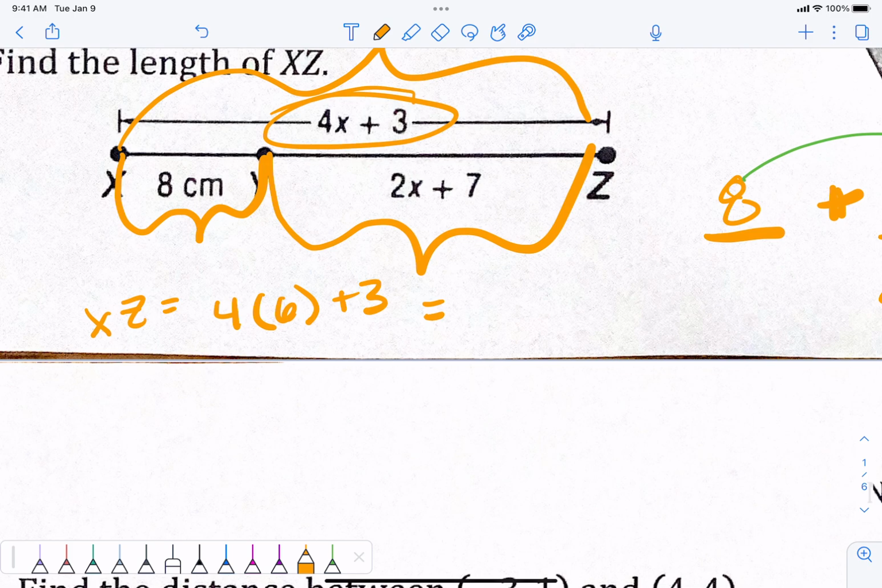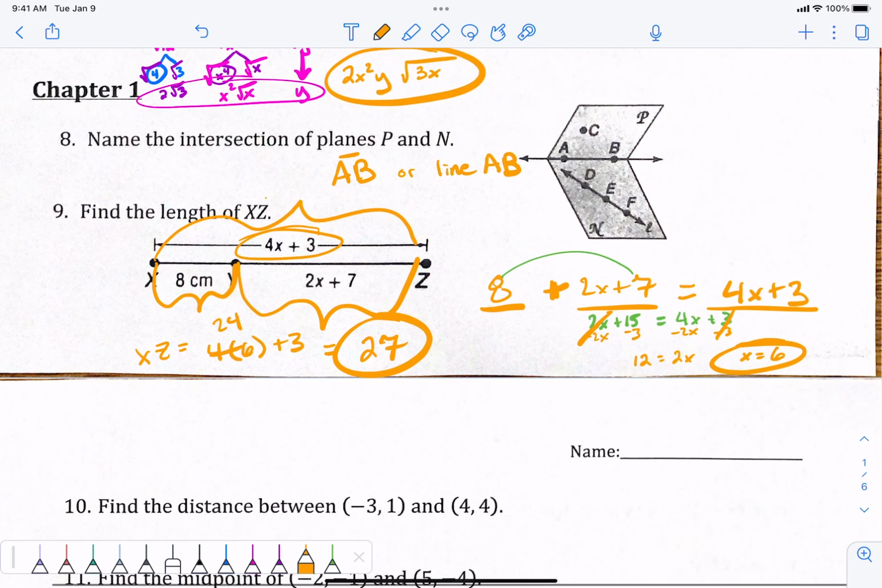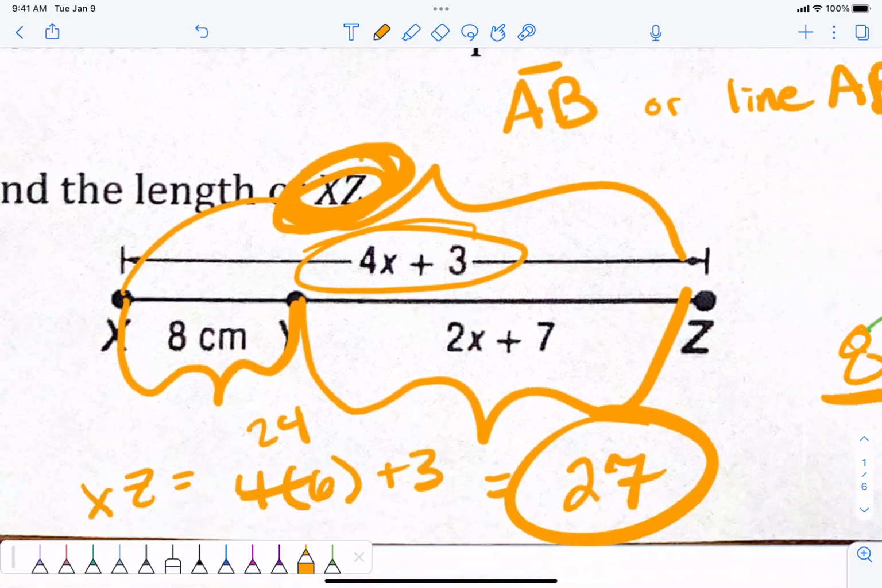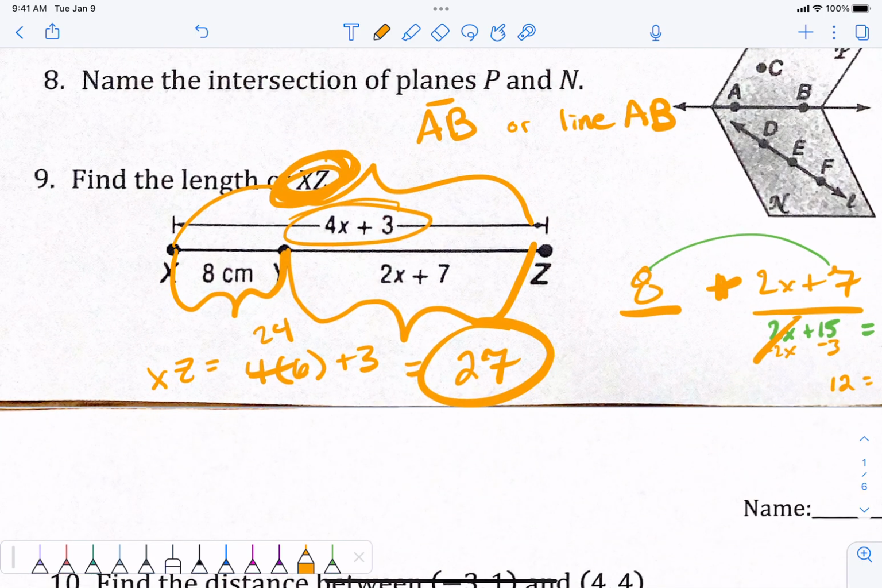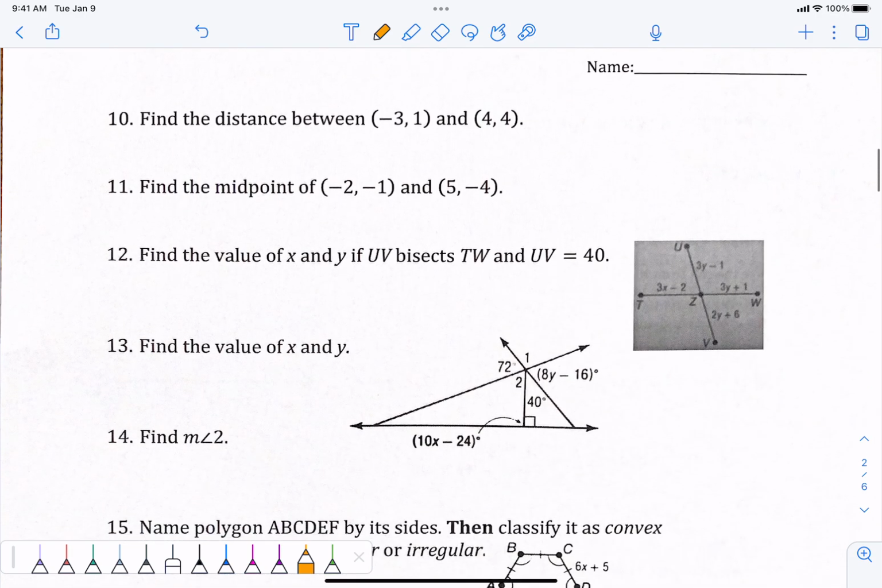All right, 4 times 6 is 24 plus 3 is 27. Wait, so what do you have to do? Put 6 back in for 4? You're finding xz. You see that at the top where it says find xz? Oh. So just plug it back in and find xz. I did it the hard way. I put in the 2x, and then you added it to 8. Sure, why not? You get the same thing. Okay? I only have like 5 more problems. All right, 5 more problems.